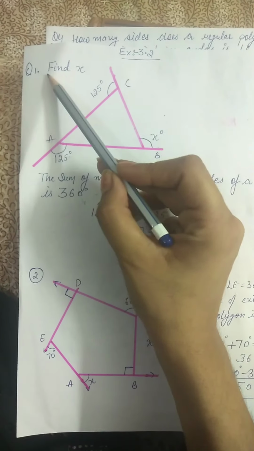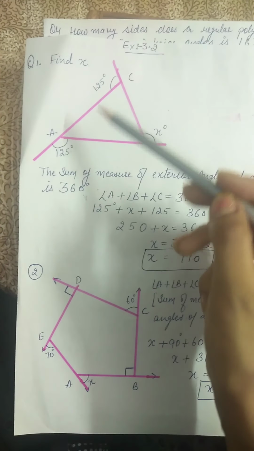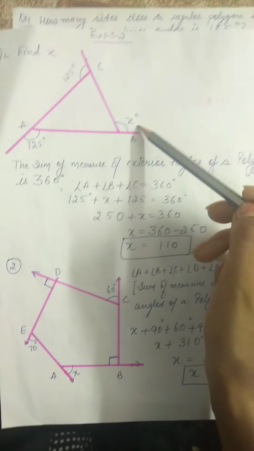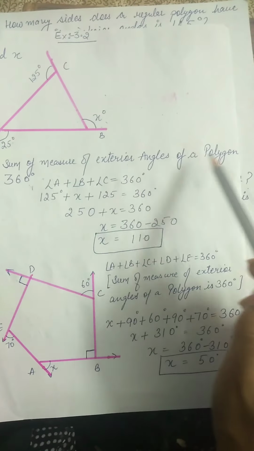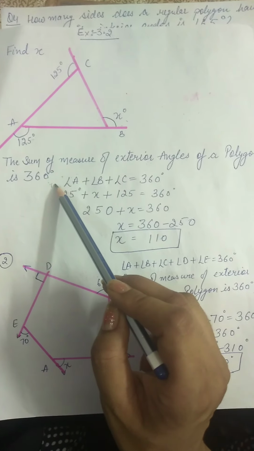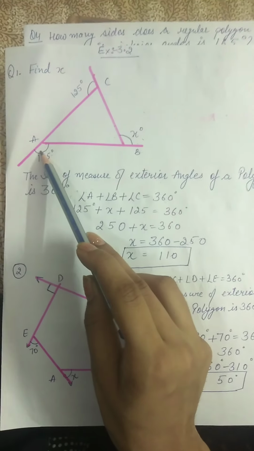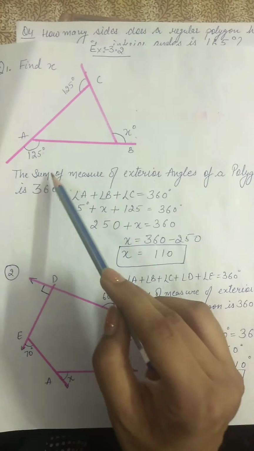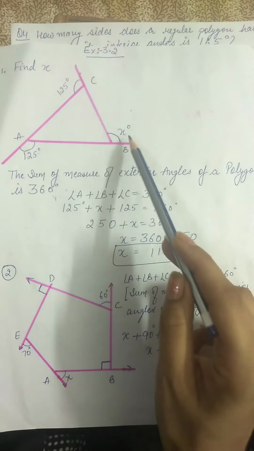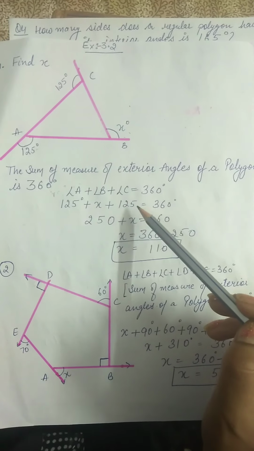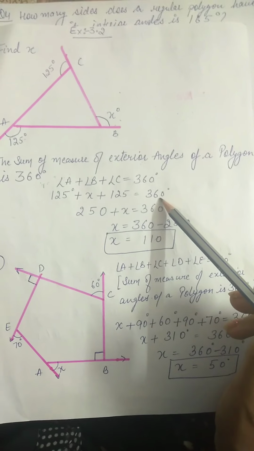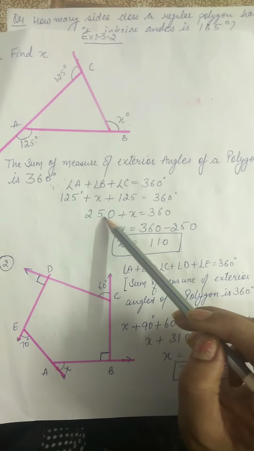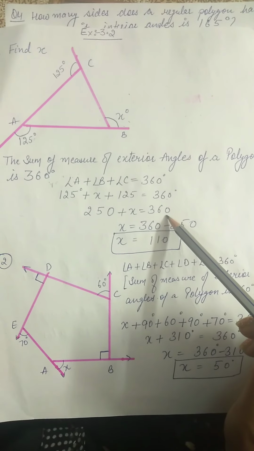Okay. Now in the first question, you have two exterior angles and you want to find the third exterior angle. But you know that the sum of exterior angles of a polygon is always 360 degrees. Now apply this formula. Angle A plus angle B plus angle C is 360 degrees. Angle A is 125, angle B is x and angle C is 125, which equals 360 degrees. Now 125 plus 125 is 250. 250 plus x is equal to 360.